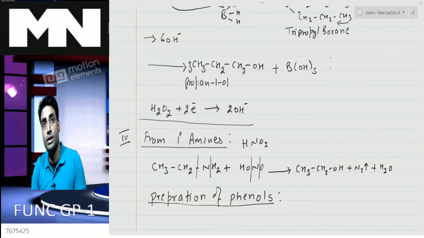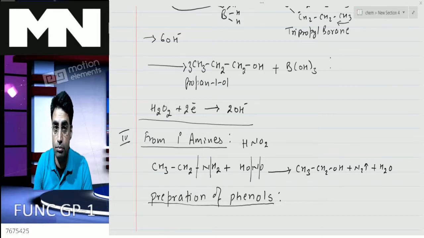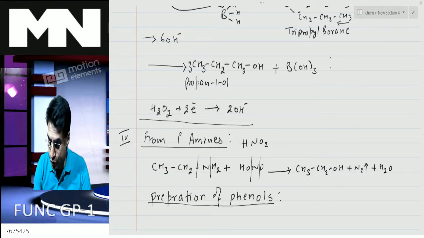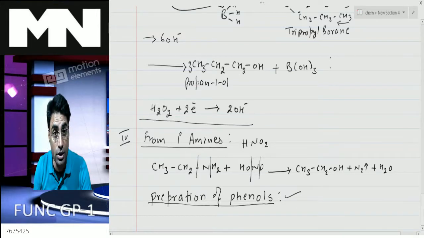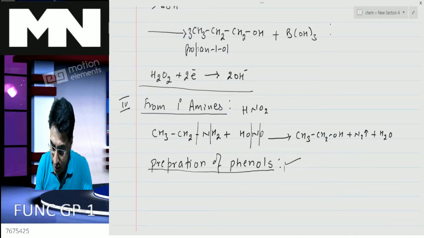Hello and welcome back. In today's class, we'll be doing method of preparation of phenols. As you can see, I've written it here. So we'll be doing method of preparation of phenols and physical properties of alcohols and phenols. As far as the preparation of phenols is concerned, we can start with the first method.